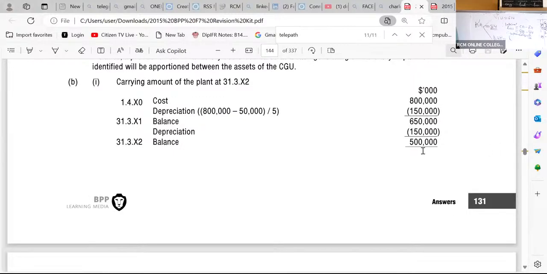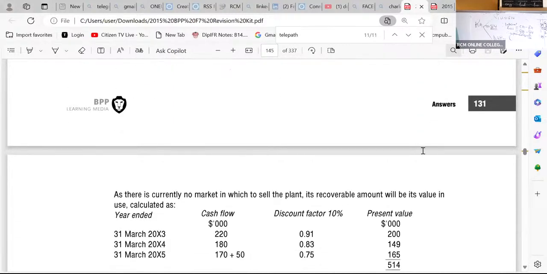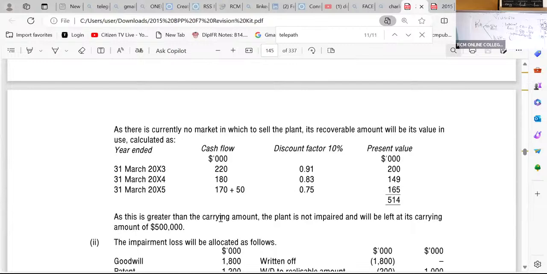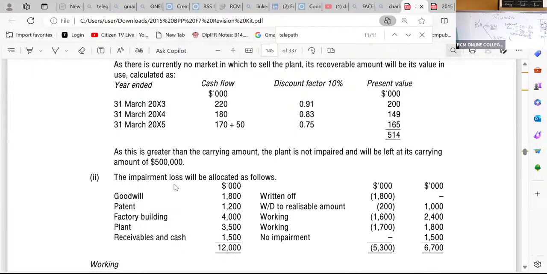You can see here we have a balance of 500,000 carrying amount. You can see how they are discounting and they are adding that 50 there to get 514. And then on impairment loss, they say as this is greater than the carrying amount, the plant is not impaired and will be left at its carrying amount, which is 500,000 in the books of accounts. So abracadabra.